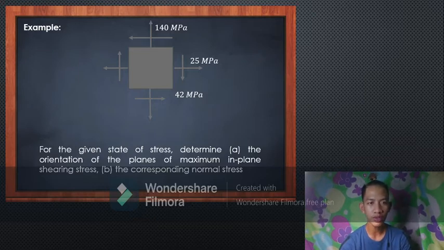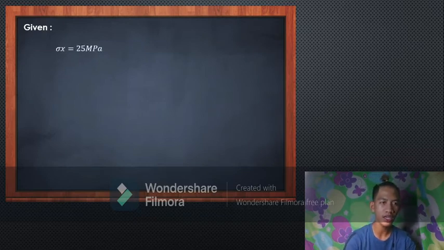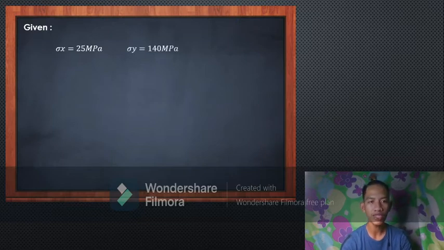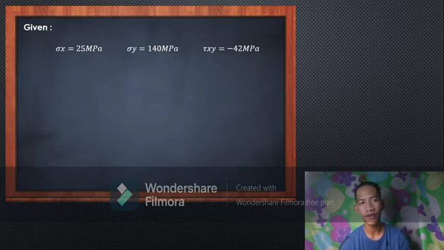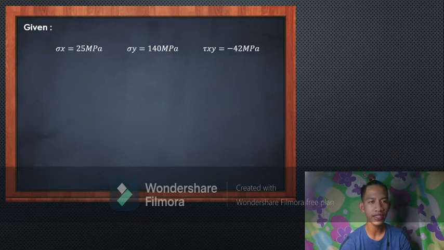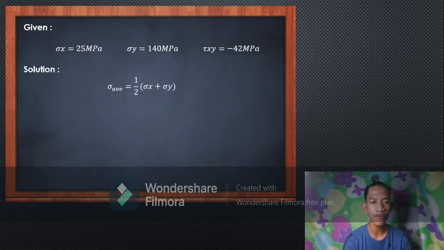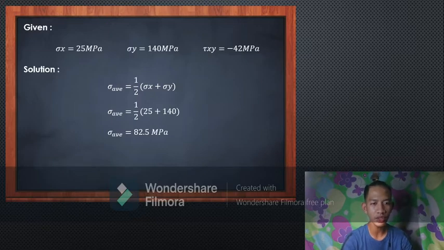The first thing we need to do is list the givens: sigma x equals 25 MPa, sigma y equals 140 MPa, and tau xy equals negative 42 MPa. The first step is to find sigma average. Sigma average is equal to 1/2 of sigma x plus sigma y. By inputting the values, we get sigma average equal to 82.5 MPa.